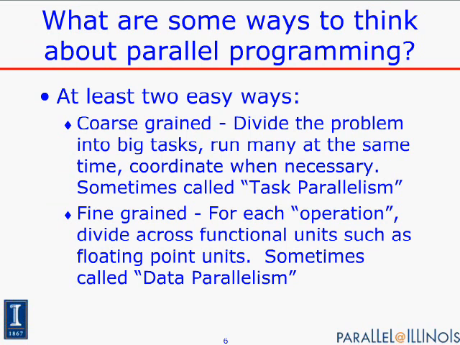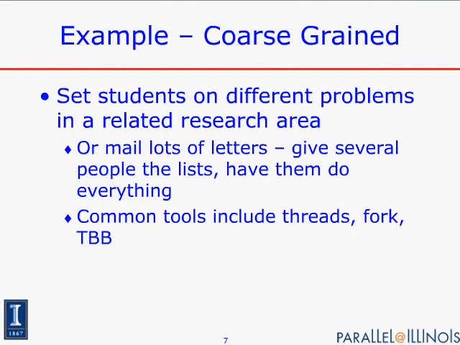So as an example of coarse-grained, thinking as an academic at a university, setting a bunch of students on different problems in a related research area, so as to put together a research program with a related theme, that's a sort of coarse grain or task parallelism. Or I could look at mailing lots of letters and then give different people the lists, and they would manage all of the tasks for that. And there are a lot of tools to help with this. Threads, of course, is a natural way to do this. People have done this sort of parallelism by using fork or create process. There are also tools that help you manage task parallelism.